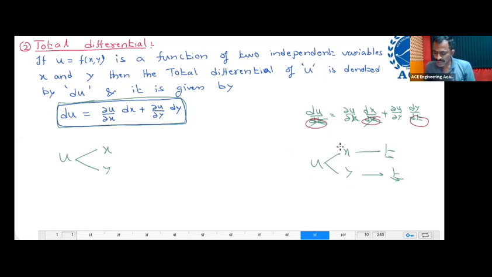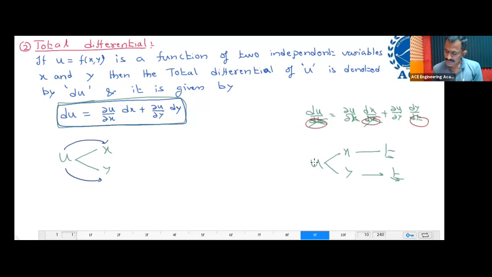U is in terms of x and y, which are in terms of t. But here U is in terms of only x and y. That is why we start at U, we go to x, we stop. We start at U, we go to y, we stop. That's all. U is a function of more than one variable. That is why the U to x derivative is the partial derivative, dou U by dou x only. The U to y derivative is a partial derivative only.